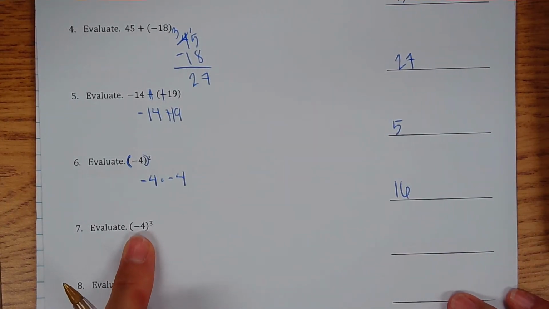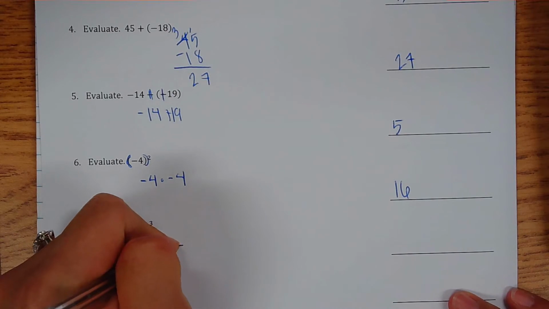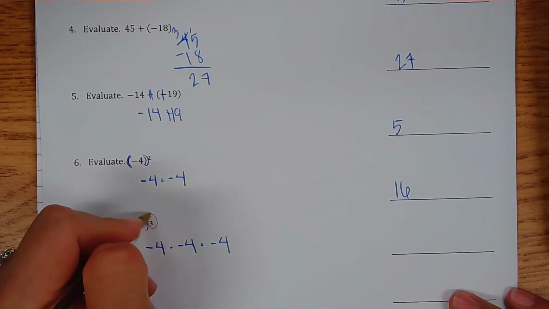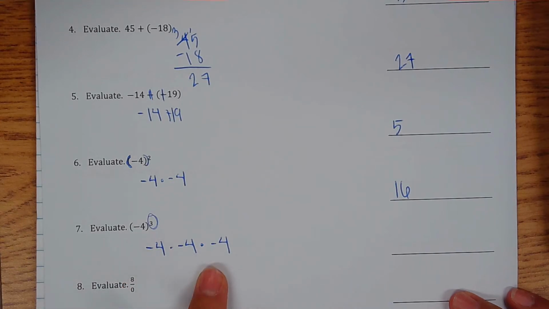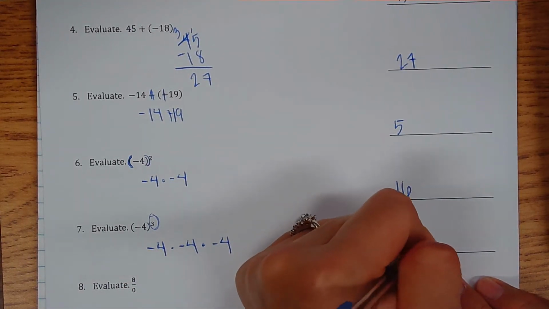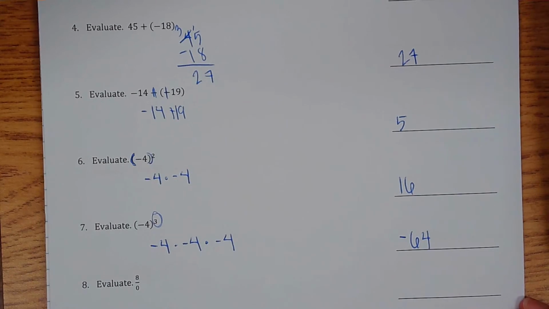Again, the negative is inside of the parentheses for number 7, so it would be negative 4 times negative 4 times negative 4. Since your exponent's odd, it's going to stay negative. That's just a little tip here. So negative 64. 4 times 4 is 16. 16 times 4 is 64.